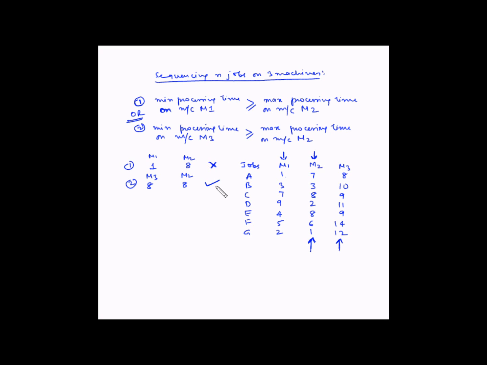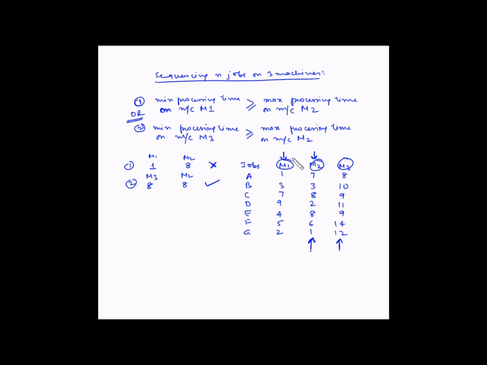So just to make it easy to remember this rule, basically what this rule is saying: either the minimum on M1 is greater than or equal to the maximum of M2, or the minimum processing time on M3 is greater than or equal to the maximum processing time on M2.